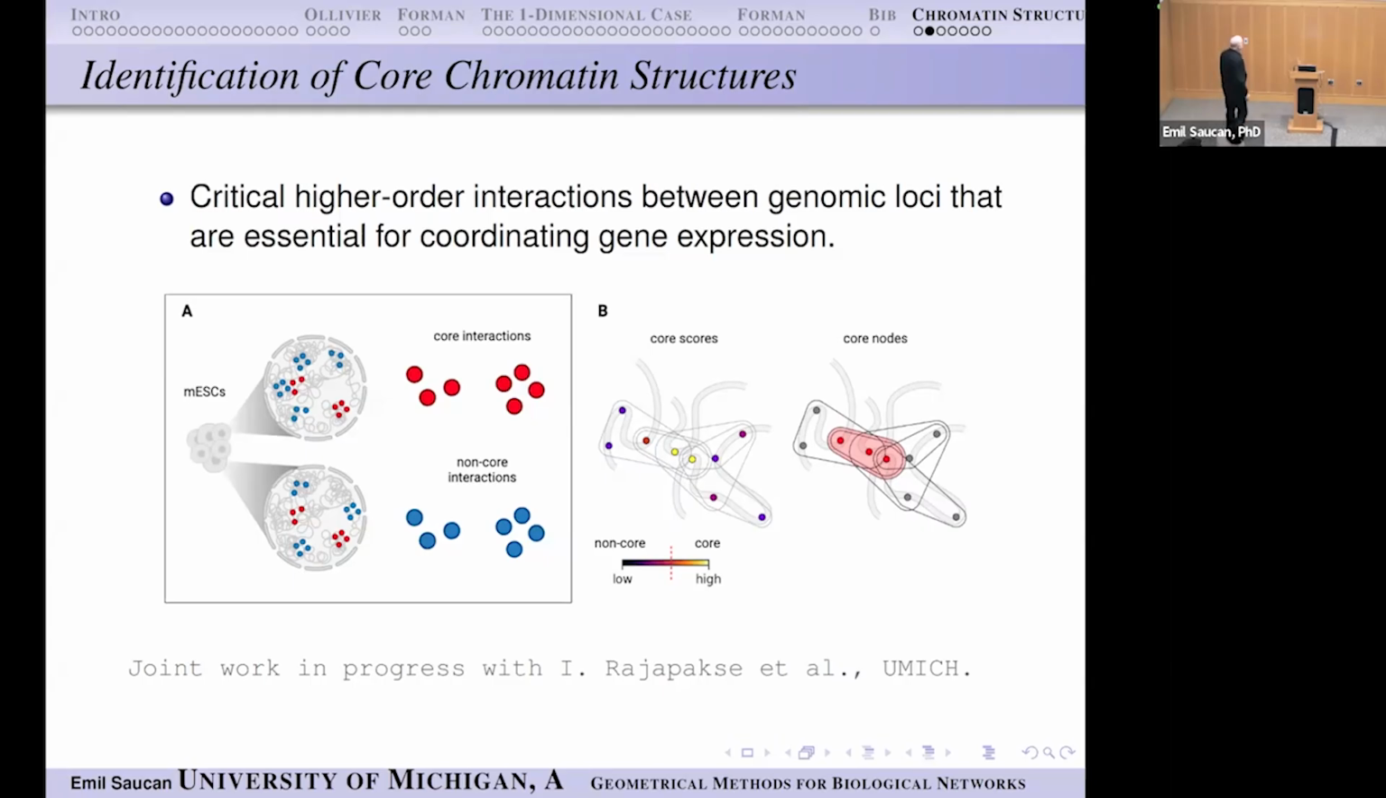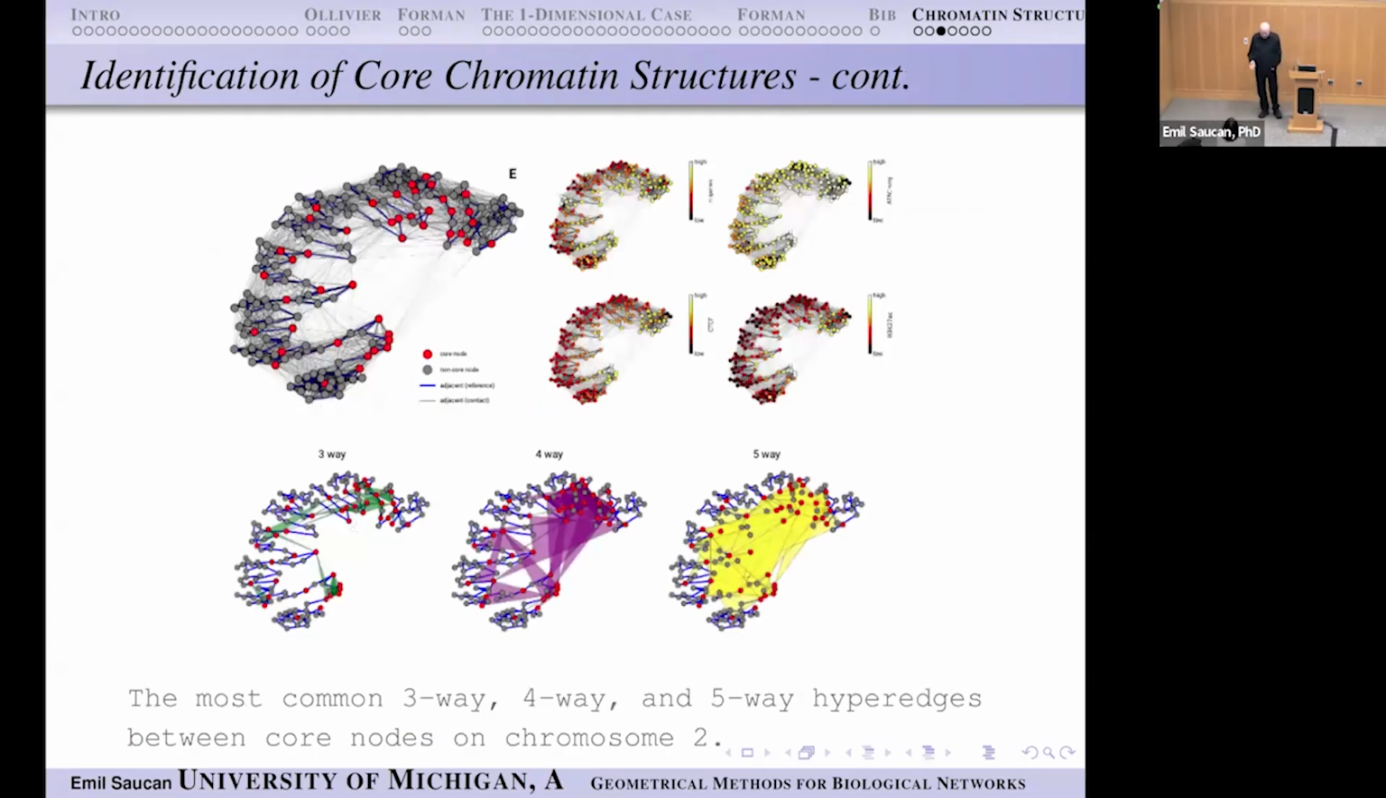Okay, it's helpful. So now I have to translate this into chromatin. Somebody did that for me, again Indica's team. So now you look at some core chromatin in chromosome 2, and you look at edges, and triangles, and quadruples, and so on and so forth. Each picture means another type of face.